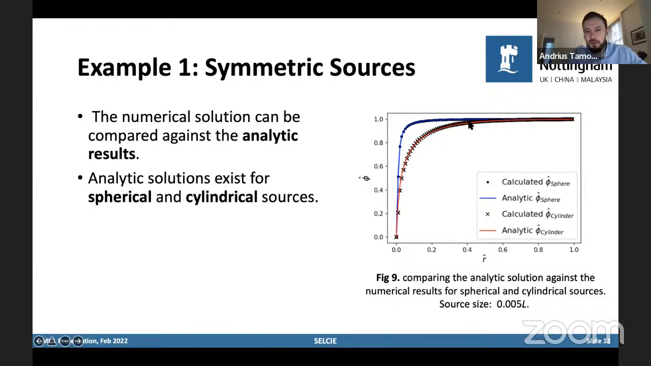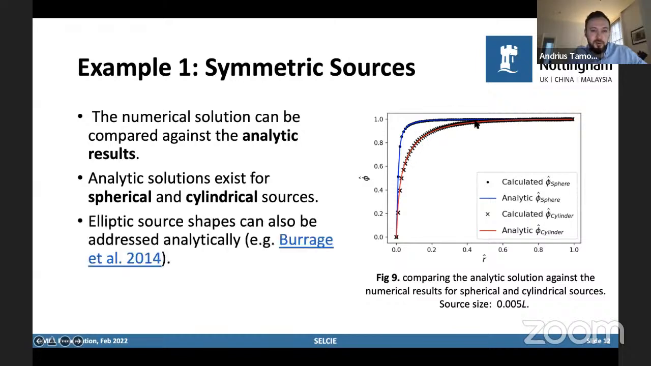The solution, as you can see, agrees quite well with the analytical solution. And as we're going to see later on, we can also look at elliptical sources. We can look at all kinds of different sources with this code quite easily, which is very much of interest because, as some research shows, in particular this paper by Burrage and others from 2014, ellipticity, or in general changing the shape of the source, can have an effect on the screening mechanism in chameleon gravity.